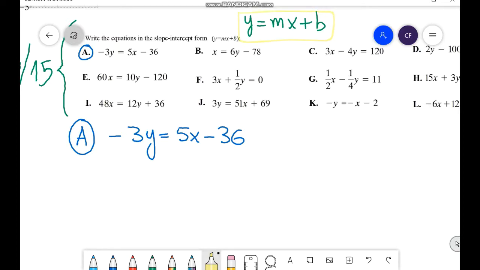The slope-intercept form. And what we have to do is actually move everything to the right-hand side of the equation and keep only y on the left-hand side. Okay, just keep y on the left-hand side.